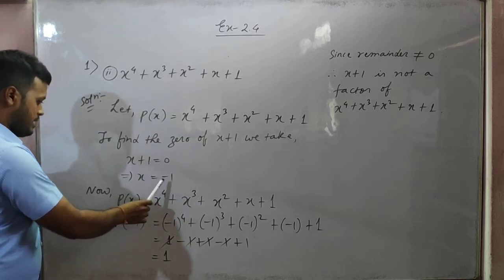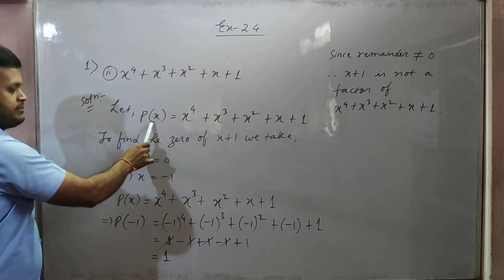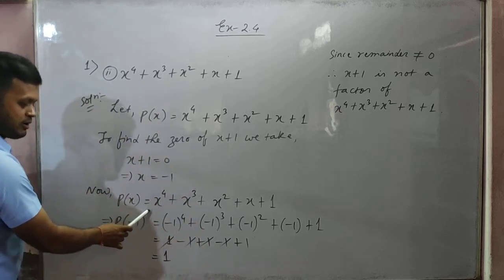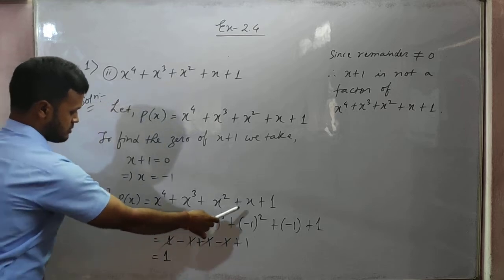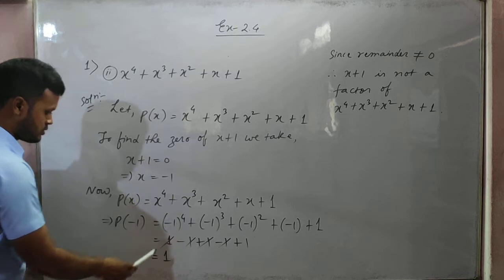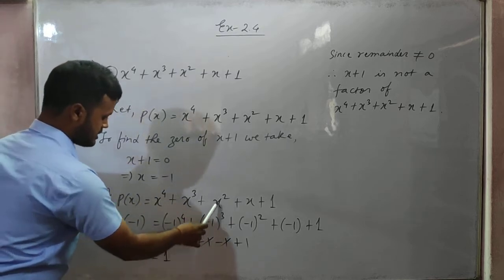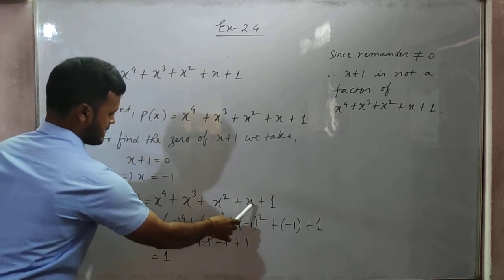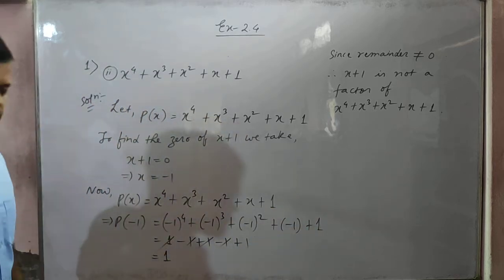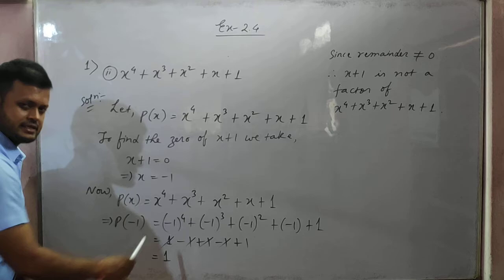So now this 0 we will put in this polynomial in place of this x. In place of x I have put minus 1. This is the polynomial, isn't it? x to the power 4 plus x cube plus x square plus x plus 1. So in place of x I am putting minus 1. So minus 1 to the power 4, minus 1 to the power 3 and minus 1 to the power 2. And this x is there, right? Minus 1 and then plus 1.